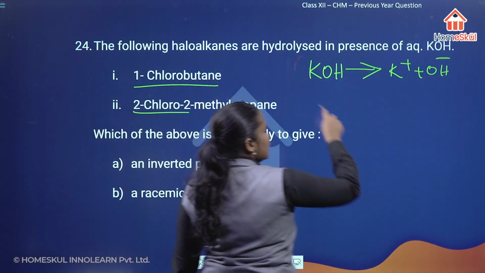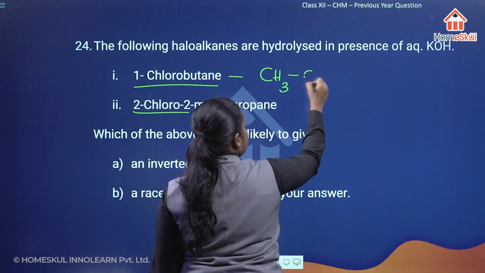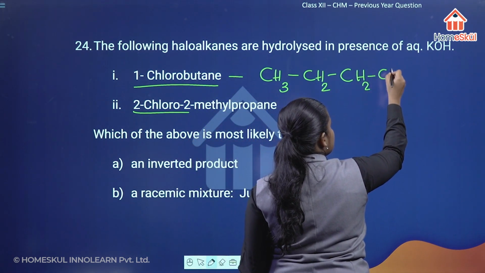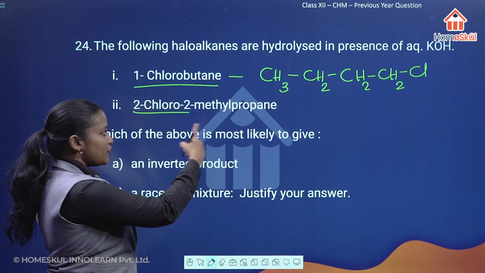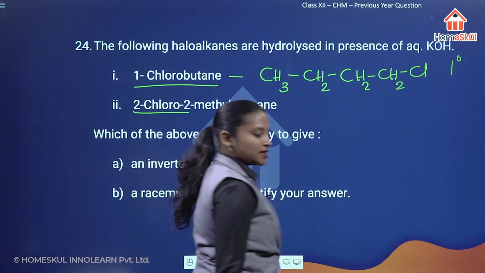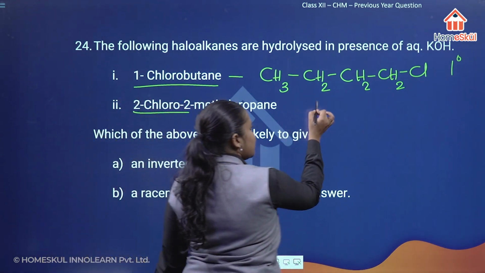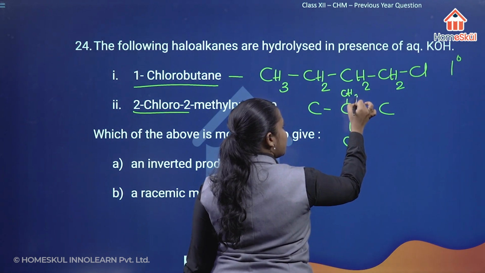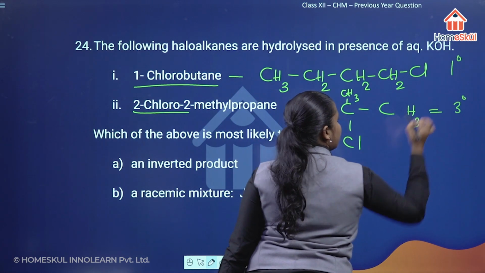Let's write the molecular structure. 1-chlorobutane, CH3, CH2, CH2, CH2, Cl. This is 1-chlorobutane. From that formula we can understand it is a primary haloalkane. And the second one, 2-chloro-2-methylpropane. Let's write the formula: C, Cl, CH3, CH3, CH3. It is a tertiary haloalkane.